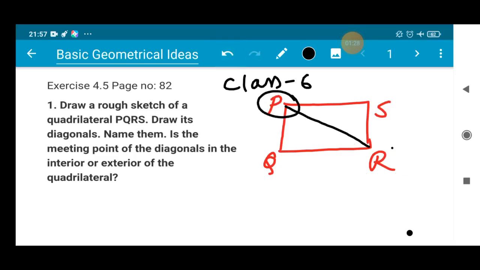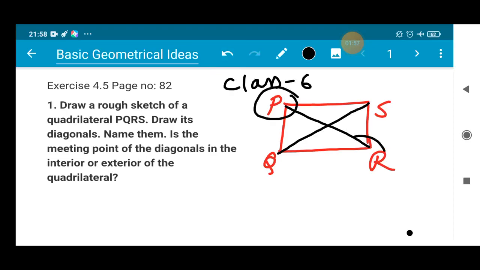Suppose here P and R are the two vertices, and this line segment is joining these two points, right? And similarly Q and S is another diagonal. So how many diagonals can you find? Two diagonals you can find. Somebody may ask, sir, is PQ not a diagonal? No, PQ is not a diagonal. PQ is one of the sides, and PR is not a side. PR is a diagonal here.